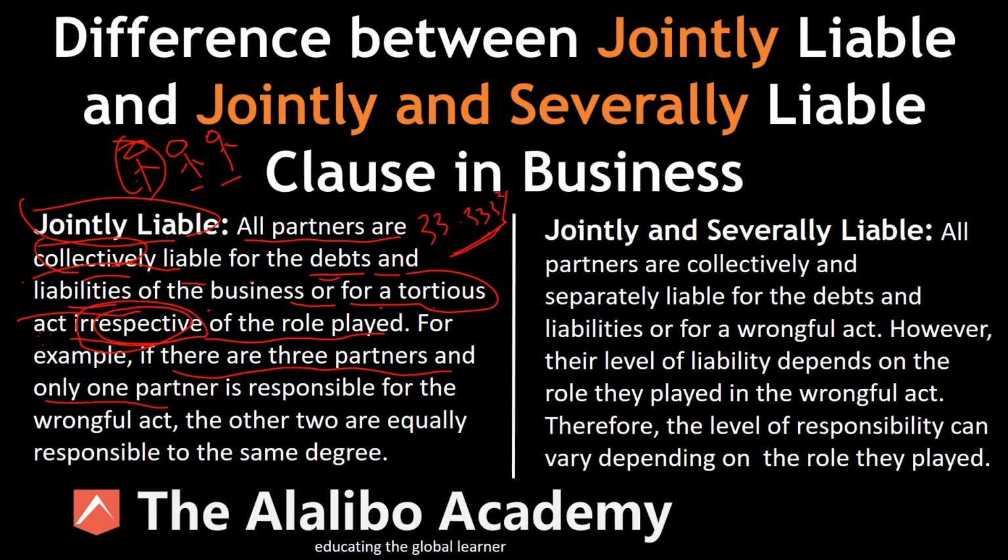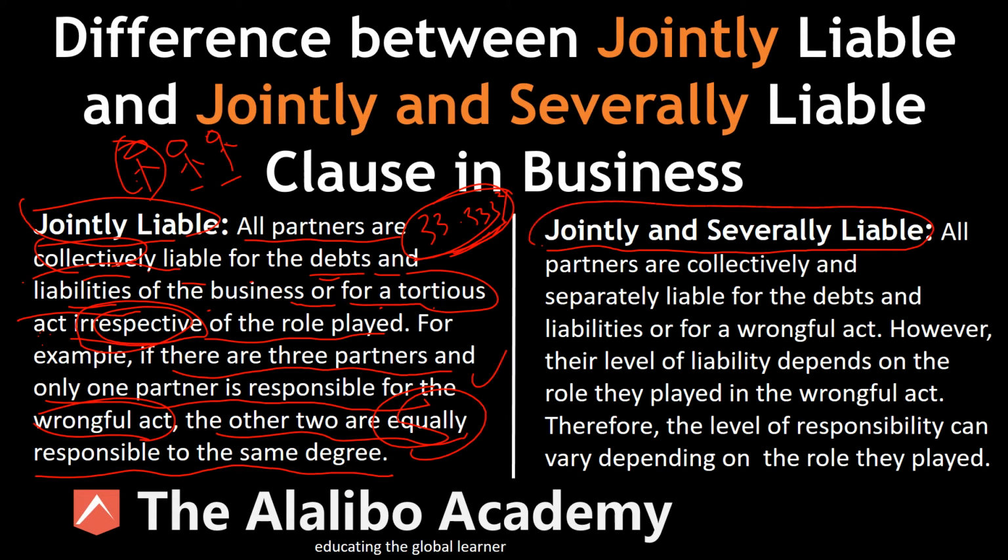You are equally responsible. So here it says, for example, if there are three partners and one partner is responsible for the wrongful act, the other two are equally, right? This is another keyword here, equally responsible to the same degree. And this is the important aspect of this particular clause, jointly liable. That's what it means. It does not take into consideration your role. As long as you're a partner in the business, you are equally responsible in terms of the percentage or the level of responsibility.